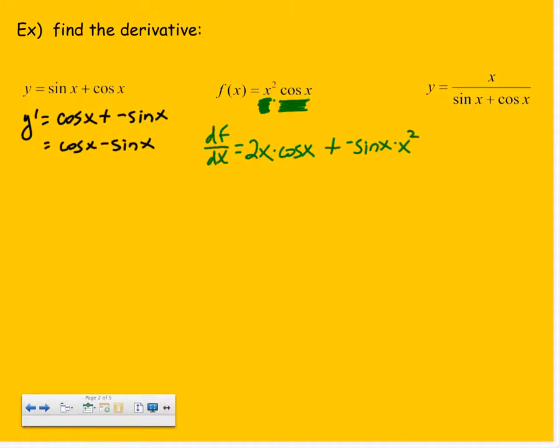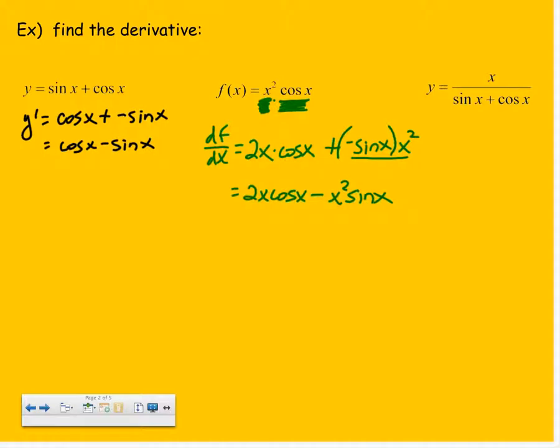which is x squared. Now, I don't like to write it in this order, because doesn't that look like it says negative sine of x times x squared? Do I mean sine of x times x squared, or sine of x, times x squared? I really want the x squared times this whole function, so I'm going to write this in a different order. I'm going to write it as 2x cosine x minus x squared sine of x. That's just better form. Okay?